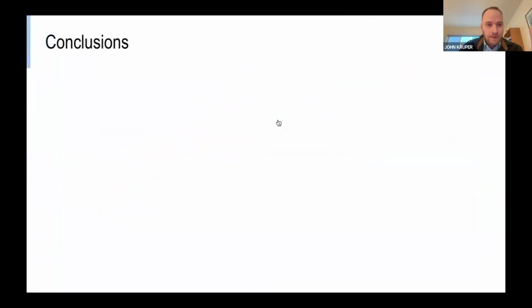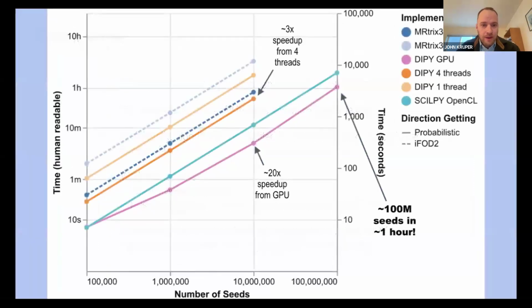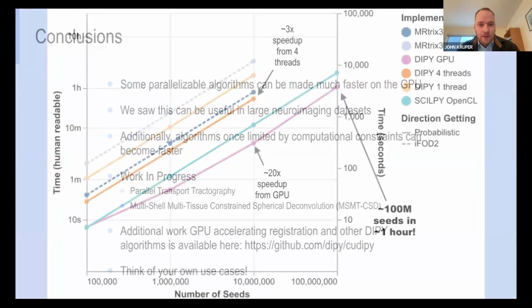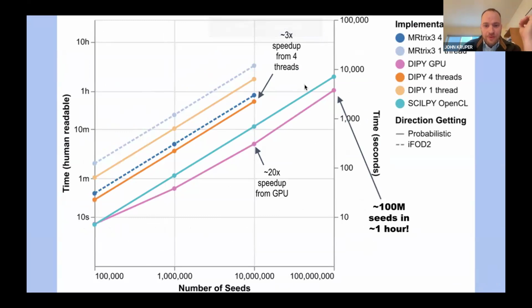Yeah, so you can get in DIPy a 3 times speed up from using 4 threads, but compared to using a single-threaded CPU, you can get about 20 times speed up from using the GPU and generate tractography from 100 million seeds in about an hour, which is extremely fast.